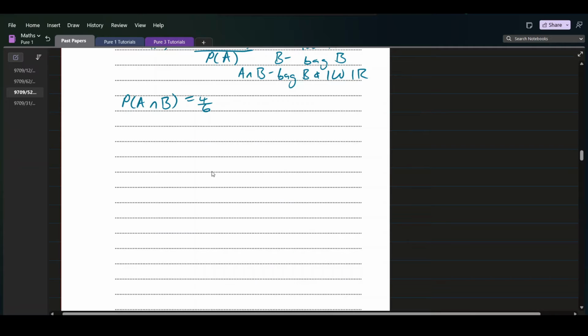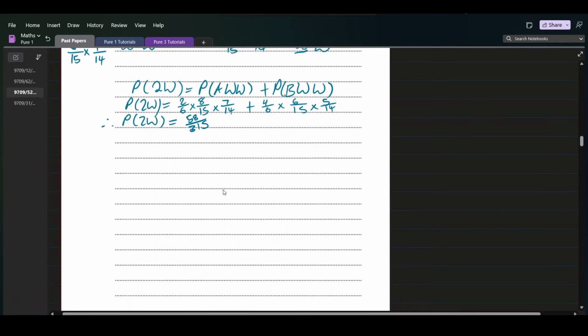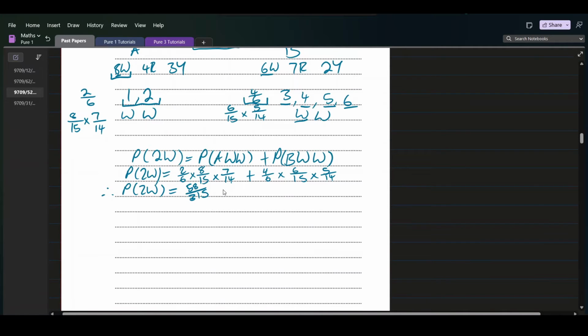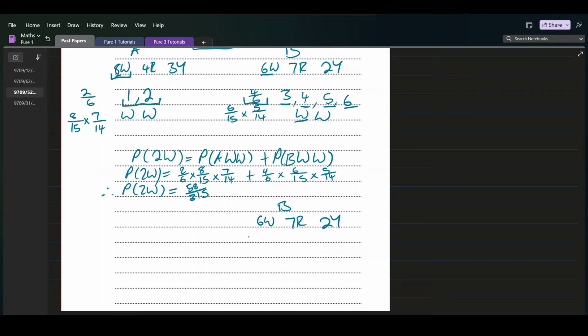Now let's find out the probability of picking 1 white and 1 red after picking bag B. So let's just write it down here so that it is a bit clearer. We've got B having 6 W, 7 reds, 2 yellows, and we want to pick 1 white and 1 red. So we could either pick the white first or the red first. So let's consider both scenarios. That's the probability of bag B followed by a white marble and a red marble, or the probability of bag B followed by a red marble first and then a white marble.